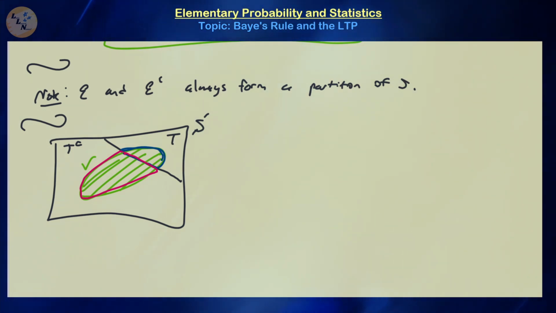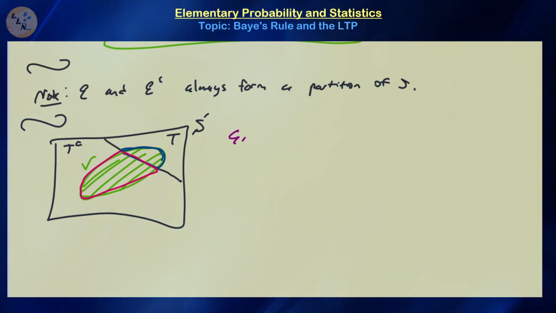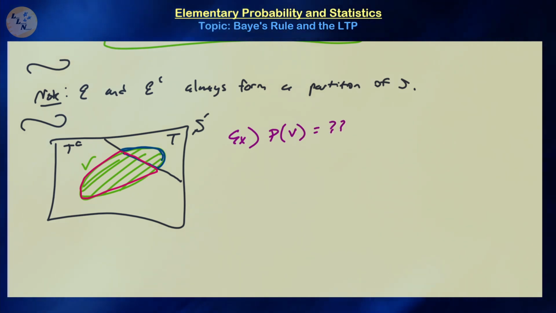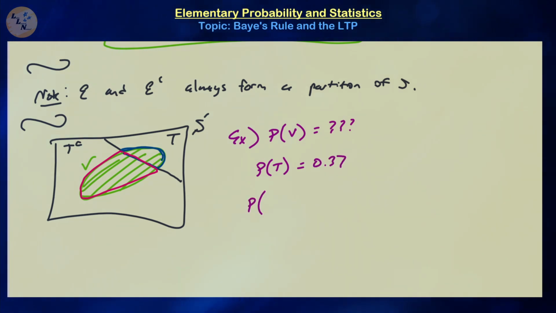Because maybe the testing needs a little bit of work, or maybe it has some error. So let's just throw some numbers in here. What is the probability that you actually have the virus, assuming a few other things? Let's assume that the probability of testing positive is 37%. Let's assume that the probability that you have the virus, assuming you tested positive, is 71%. So that's our true test positive rate.